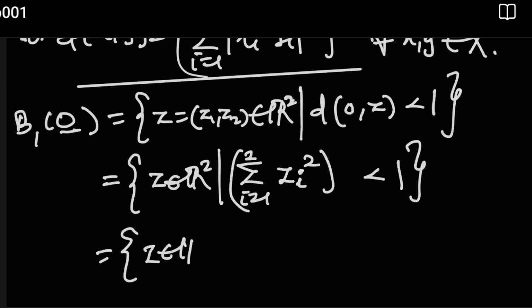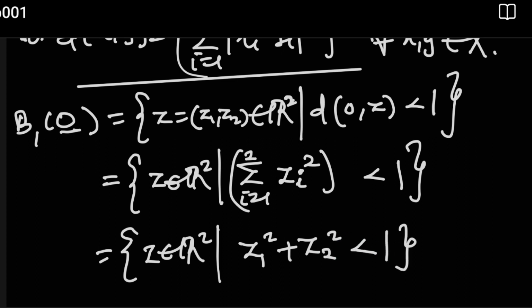So you have z in R2 such that the sum of these simply means z1 squared plus z2 squared, which is less than 1. So this is what we have: z1 squared plus z2 squared is less than 1.